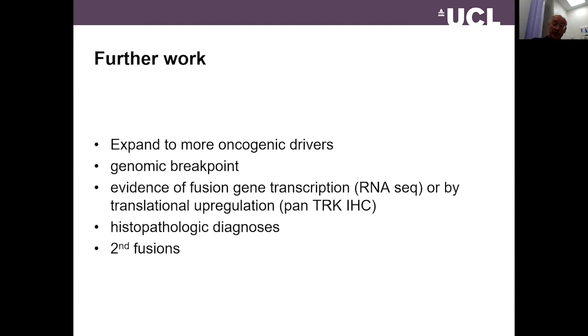And then, of course, second fusions. So once again, in other cancers with fusions, not infrequently, for reasons which I certainly don't understand, you occasionally get two fusions in a particular gene. And what that means, I think that's an extremely interesting subject.